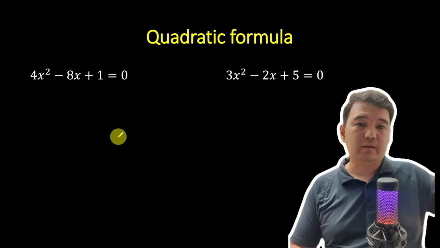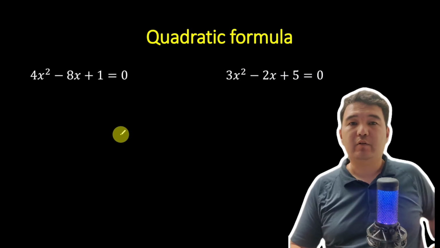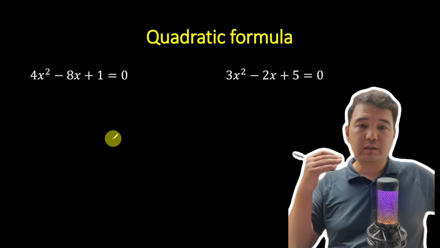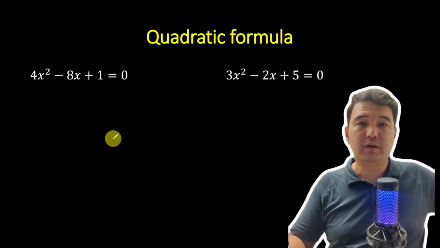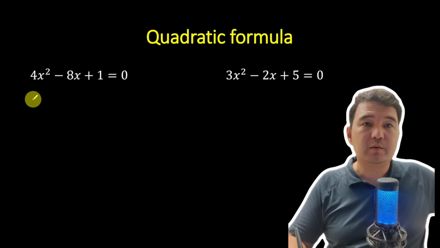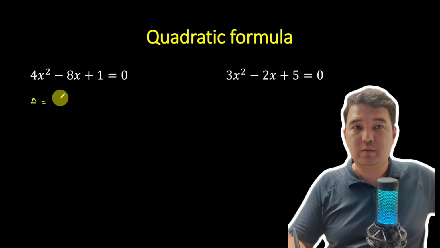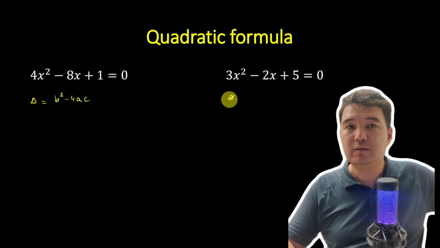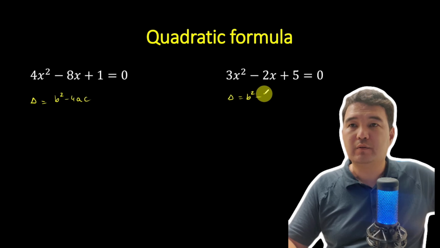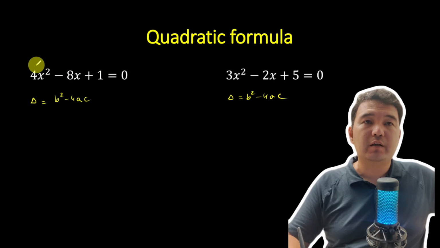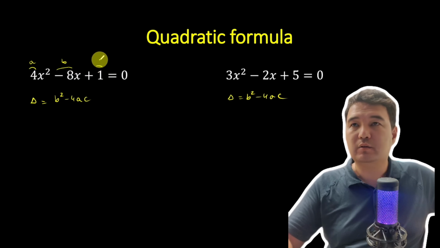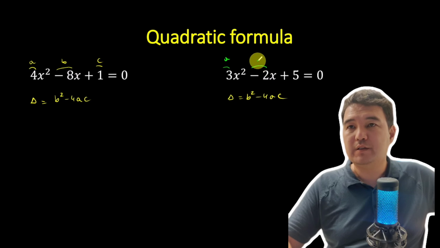And finally, the quadratic formula. If the first two methods don't work, you can use the quadratic formula. For the quadratic formula, I suggest you divide it into two parts. In the first part, you just evaluate the discriminant of the equation, which is b squared minus 4ac. So here, in this equation, this is a, this is b, and this is c. So you have to know how to identify the coefficients, right?